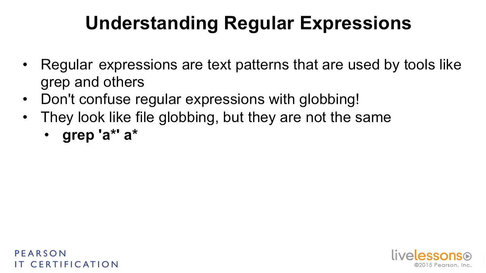Let's have a look at an example where we are using the grep utility. I'm using grep 'a*' on a*. Now what exactly is this doing? The a*, which is between the single quotes, is a regular expression. And the a* that is at the end of the command is globbing. So the star relates to the a in the regular expression and the star relates to the a in globbing, and they have a totally different meaning. We'll see shortly what exactly it means if you use a star in a regular expression. But probably you don't want to do that.